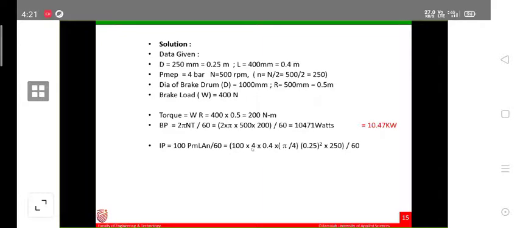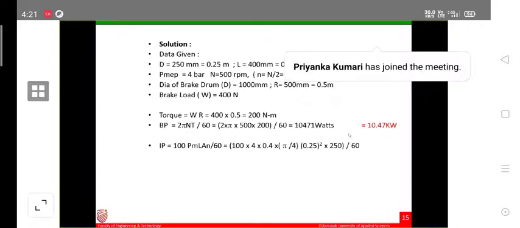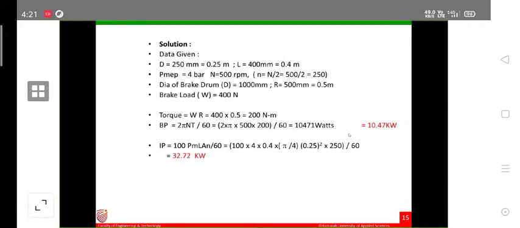It is given in 4 bar. Okay. And then they have taken it in length is given 0.4 and diameter is given 0.25. And N, if you observe here, they have taken 250. That means N is equal to N by 2, because it's a 4-stroke diesel engine. Okay. And then divided by 60. So you will get IP, that is 32.72 kilowatt.